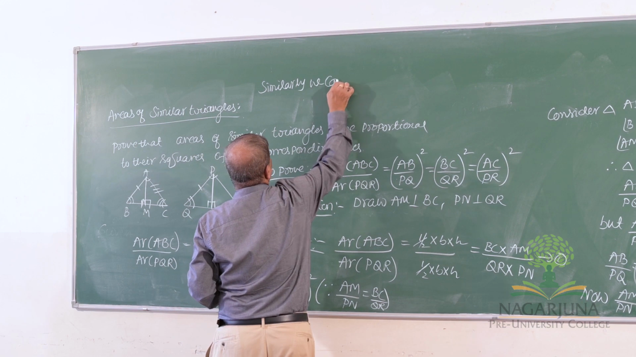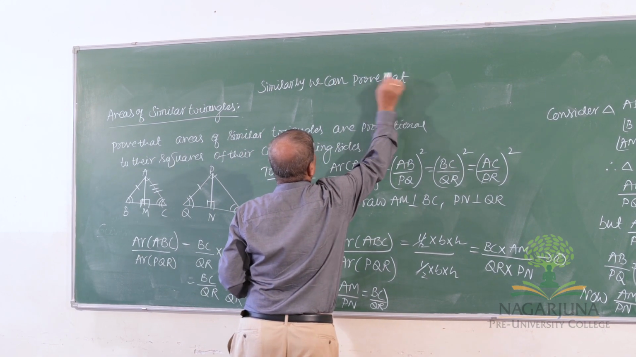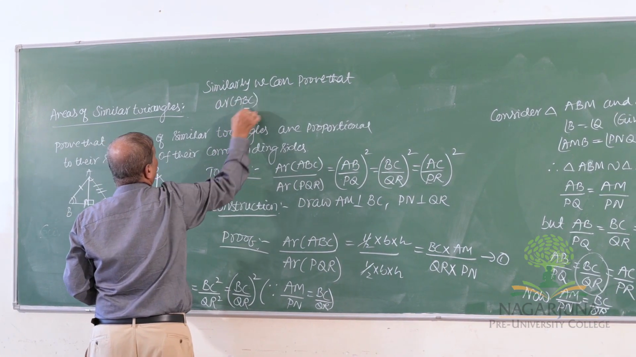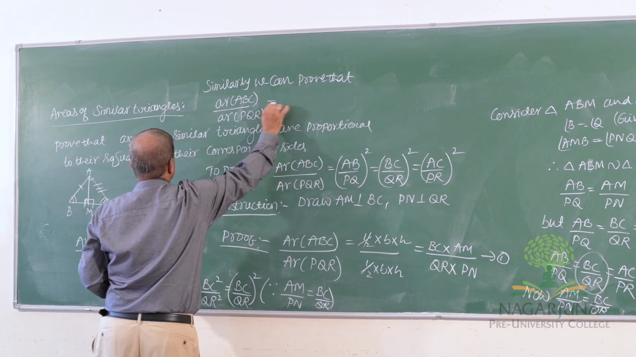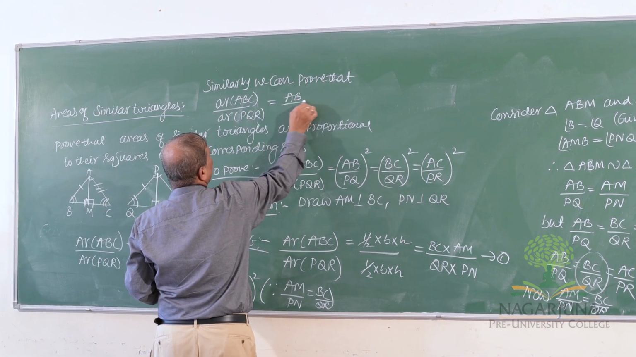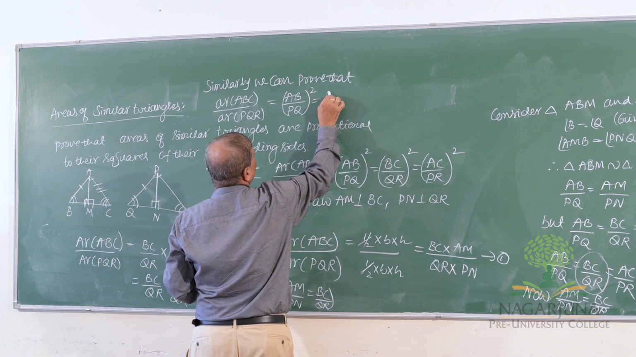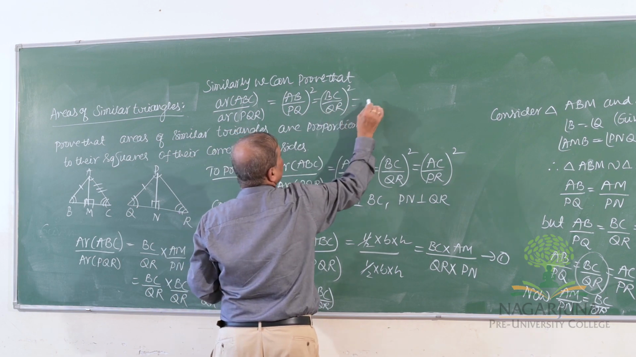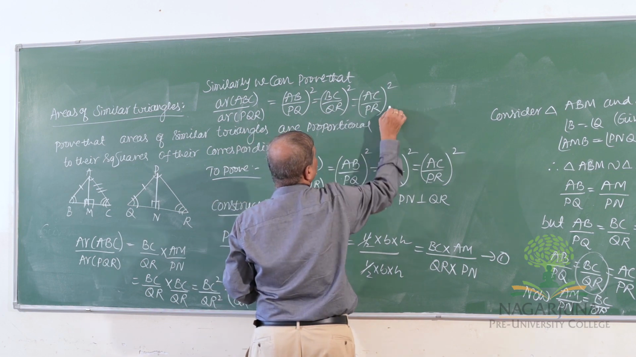We can prove that area of triangle ABC by area of triangle PQR is equal to AB by PQ whole square equals BC by QR whole square equals AC by PR whole square, hence proved.